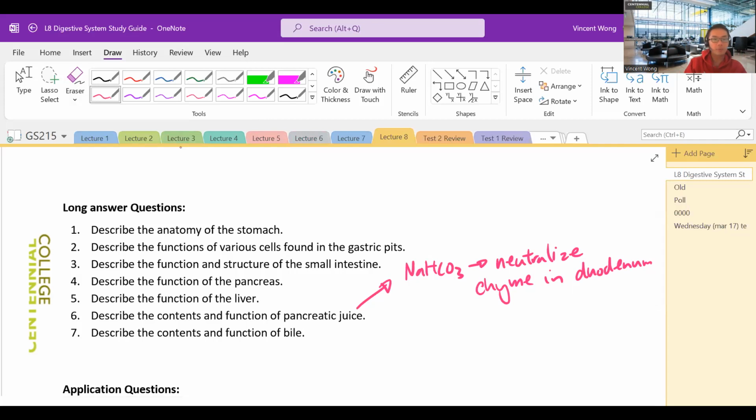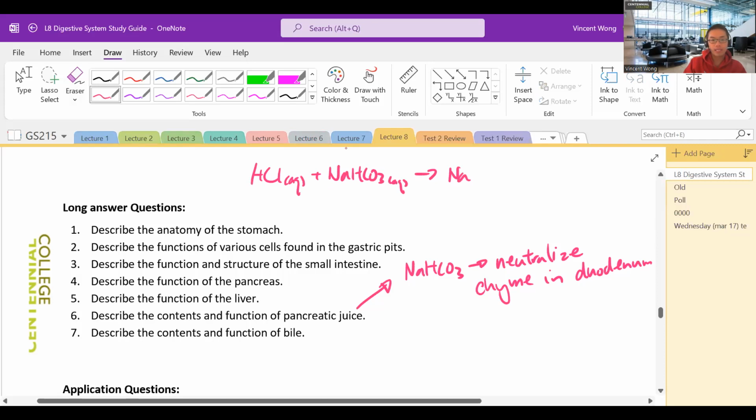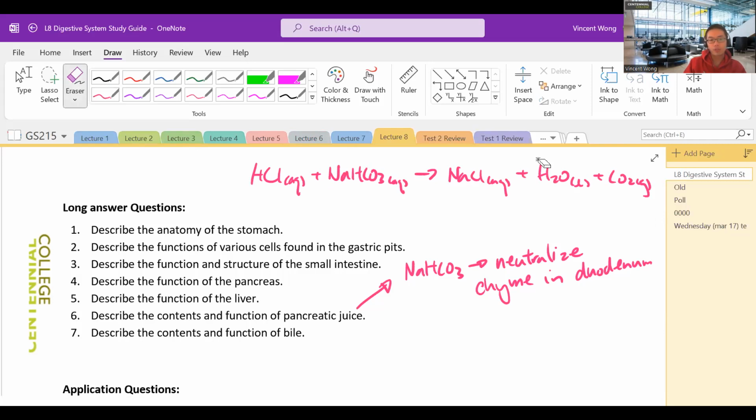It's basically a chemical reaction, right? The hydrochloric acid, you probably learned this in chemistry, plus NaHCO3 is going to produce NaCl, so salt, plus H2O and CO2. Right? So digestion creates a little bit of gas. People just burp it out usually.